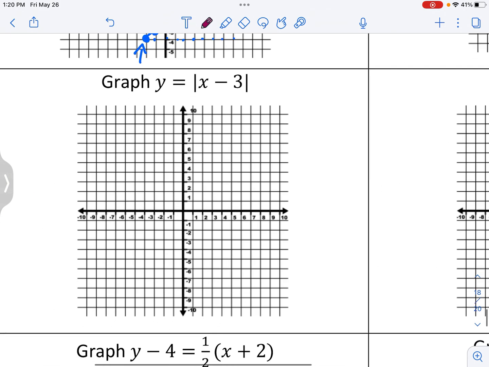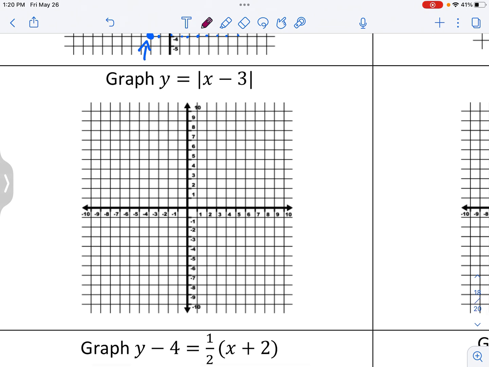All right, next one's absolute value. Anytime you have a plus or minus number inside with x, whatever's happening to x, whether it be absolute value signs, squares, square roots, that shifts the graph left or right. But it goes the opposite direction from what you expect. So negative 3 is going to shift our graph right 3.